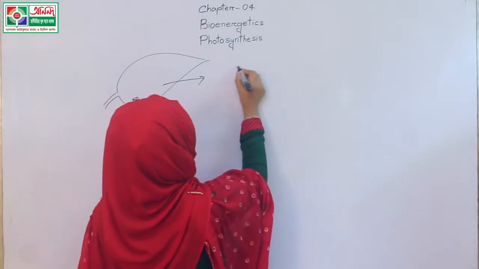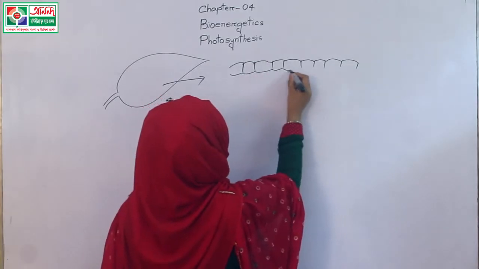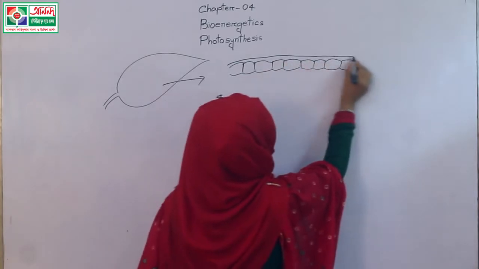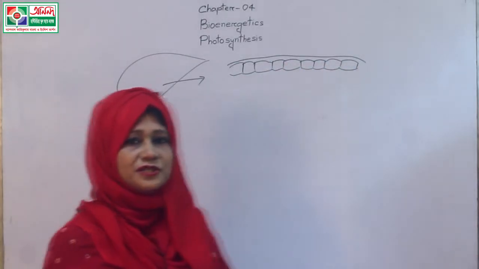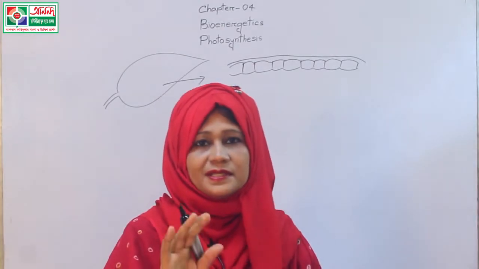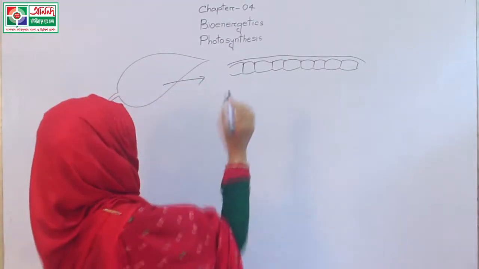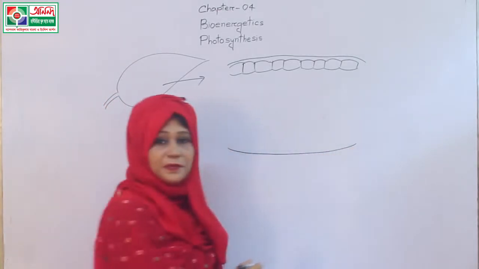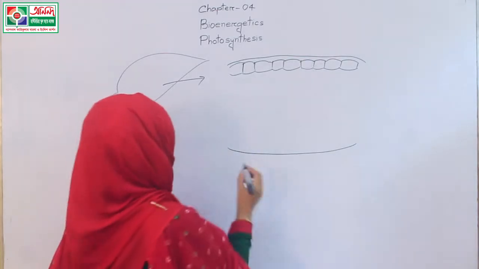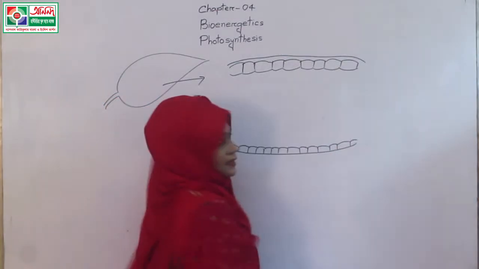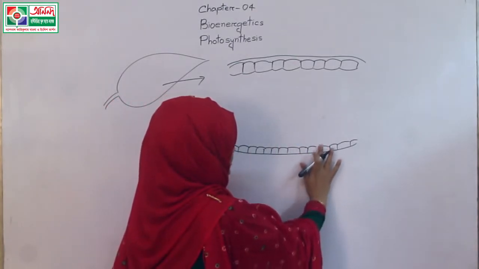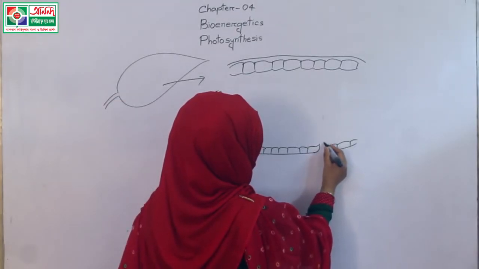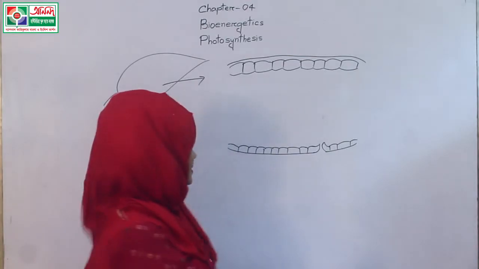This is the upper epidermis, and the upper epidermis is covered by cuticle. What is the function of cuticle? Cuticle prevents the excess loss of water. This is the epidermis, and here is the lower epidermis or hypodermis. And in the lower epidermis or hypodermis, we will draw a structure which is known as stomata, right?